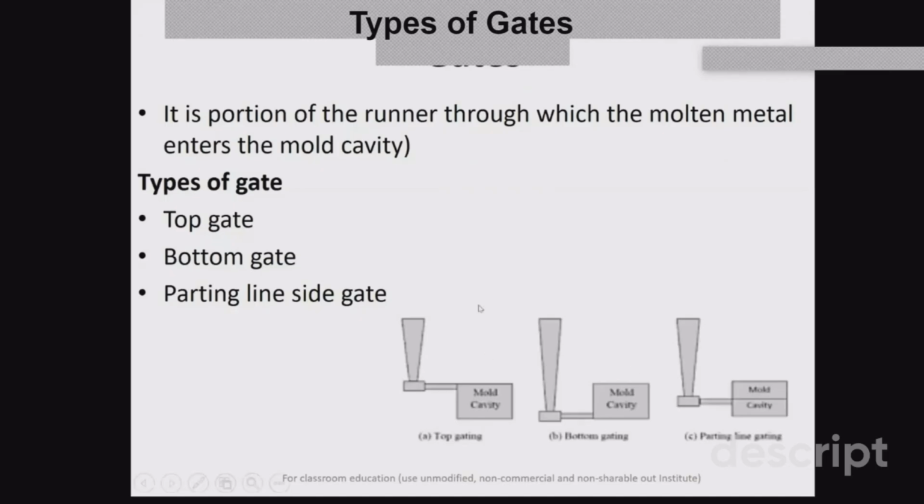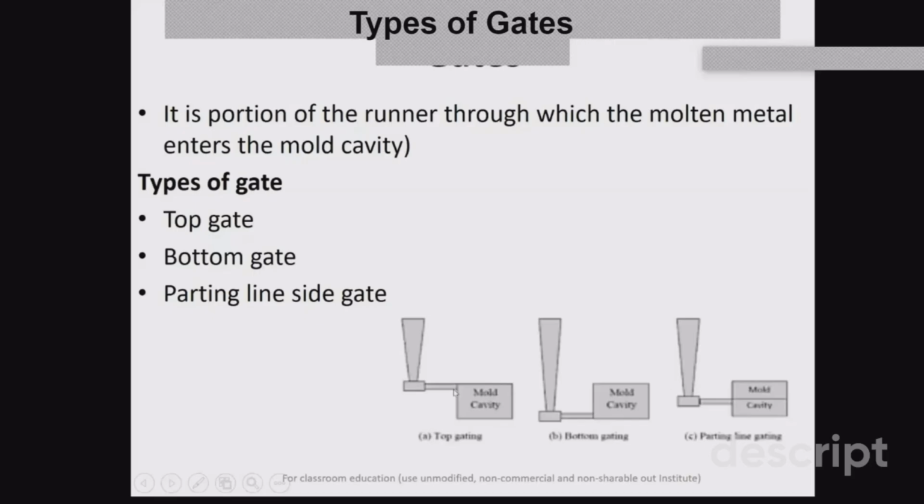So here you can see there are 3 different types of gates, and this is your mold cavity, and this point is known as the gate through which your molten metal comes from the choke area. This is the sprue well, this is the runner, and then here there will be a gate, and from that gate all the molten metal will flow into the mold cavity.